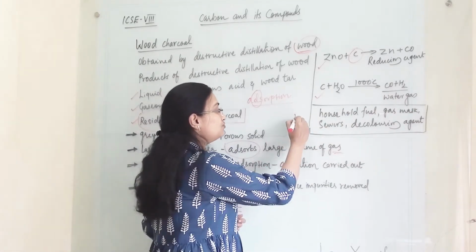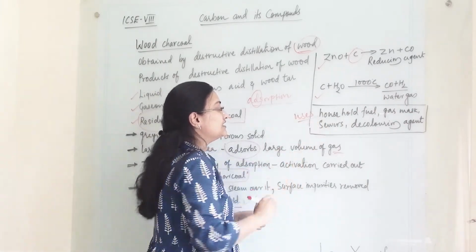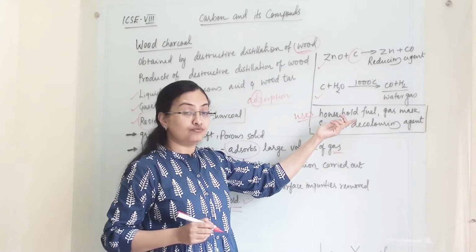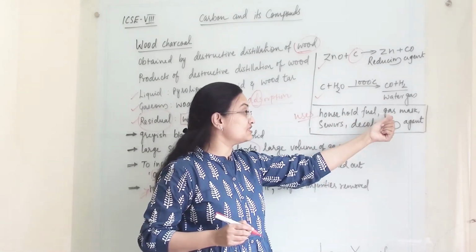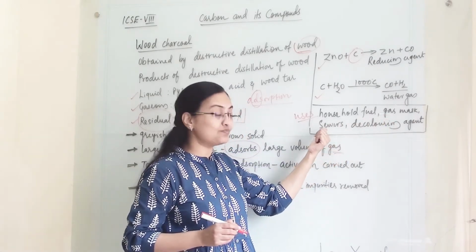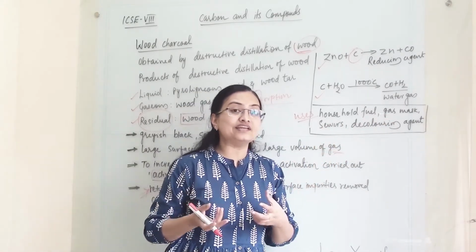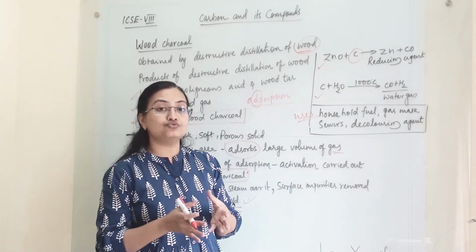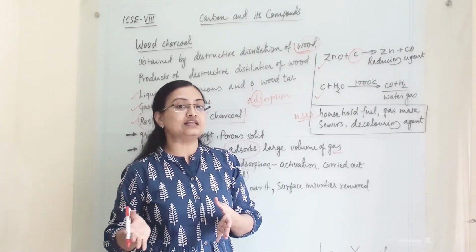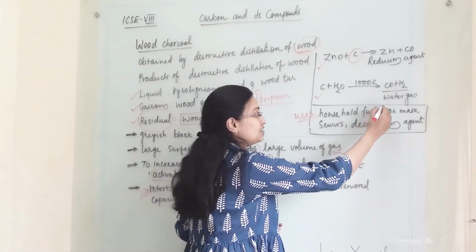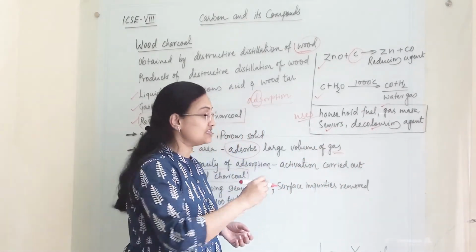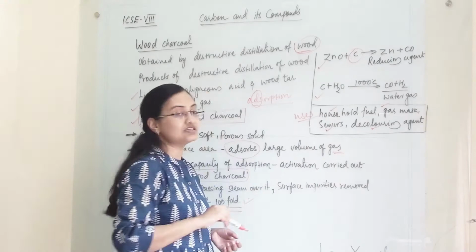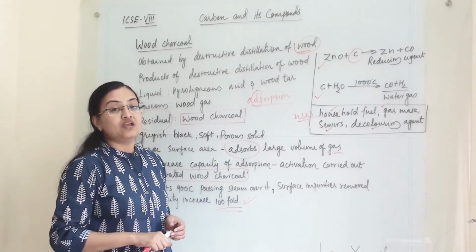Now what are the uses of wood charcoal? We can use it as household fuel. Then because of its adsorption capacity, we can use it in gas masks and sewers. And for some organic coloring matter, we can also use it as a decolorizing agent. So this is for adsorption capacity, this is for decolorizing agent, and this is as household fuel.